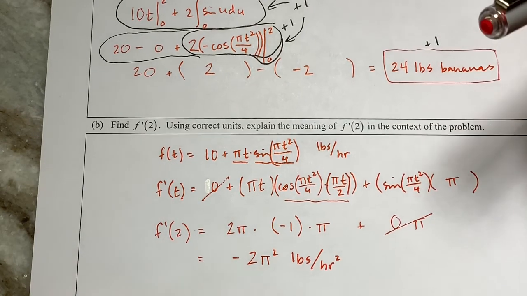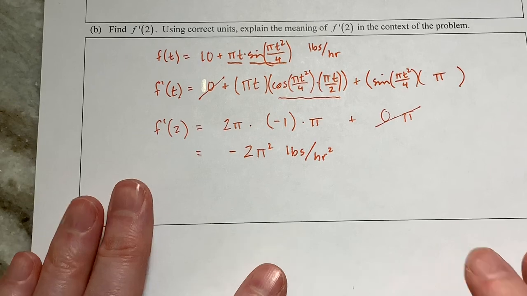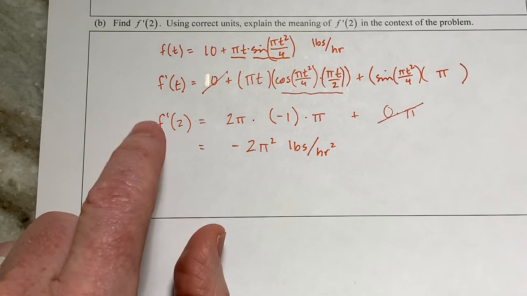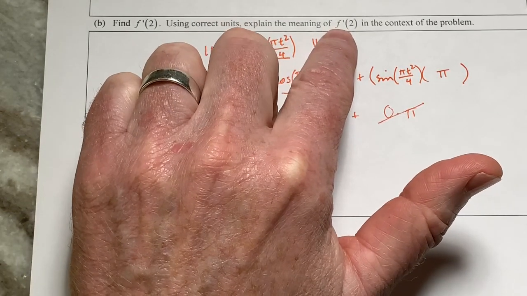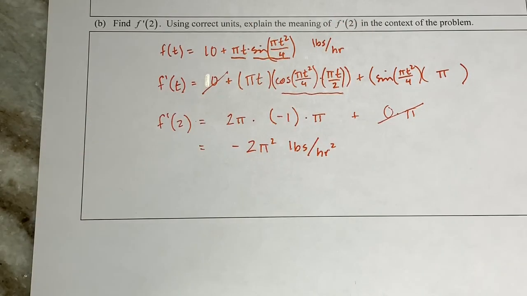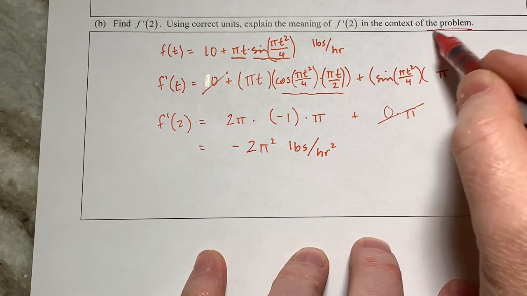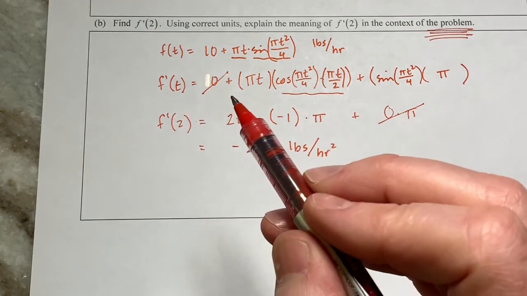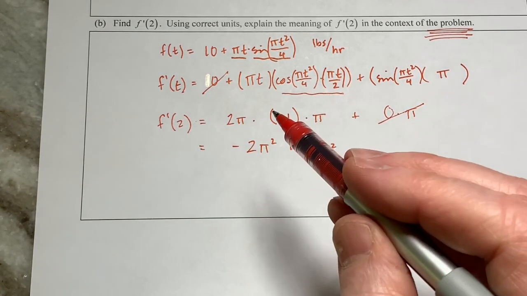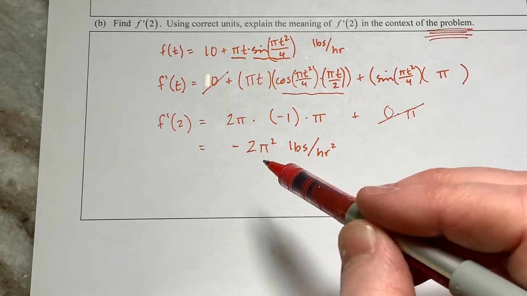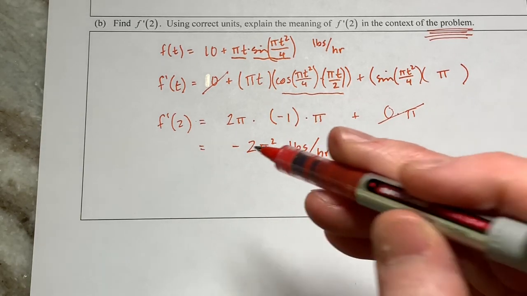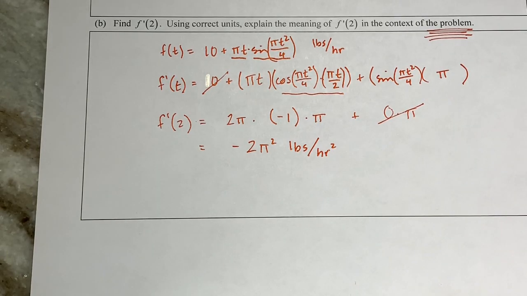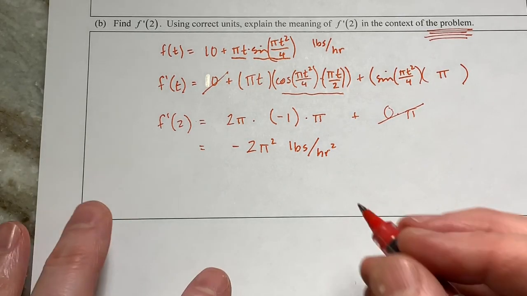So how do I describe this in the context of this problem? Well, a lot of people make the mistake of saying, oh, this means the derivative of the function at 2 hours. Guys, that is not in the context of this problem. That's in the context of calculus. I want to know about it in the context of the problem we're dealing with right here. Okay, so if f is the rate at which bananas are removed, then this is the rate at which the rate is changing.